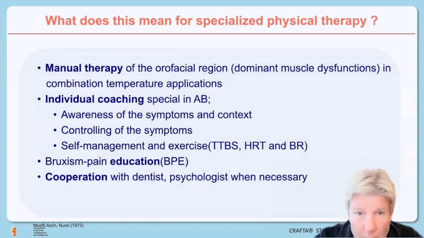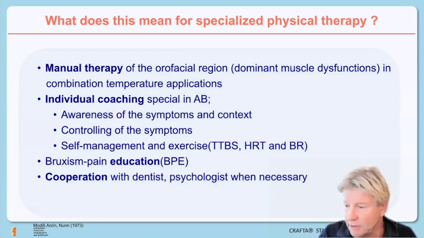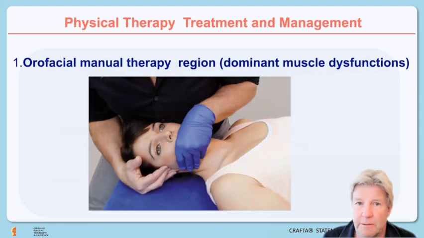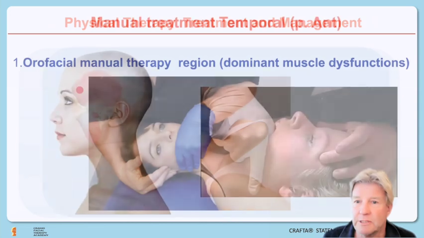So the proposal is to do manual therapy, look at the signs and symptoms where they have them and treat them, do a reassessment, and look also if the rhythm of bruxism is changing. Individual coaching, awareness of the bruxism, and bruxism neuroeducation. And if it exists and stays and the quality of life is still not increasing, maybe consult with a dentist or psychologist. Then orofacial manual therapy.